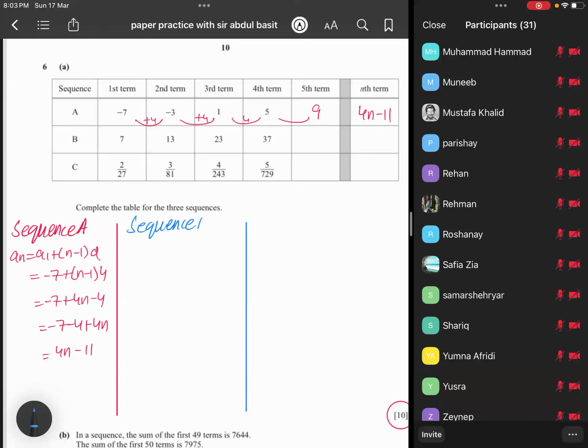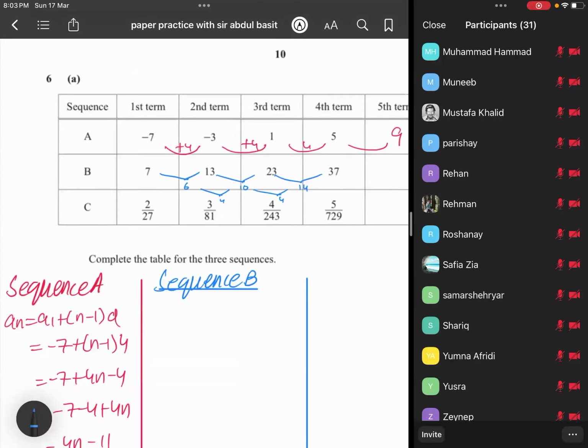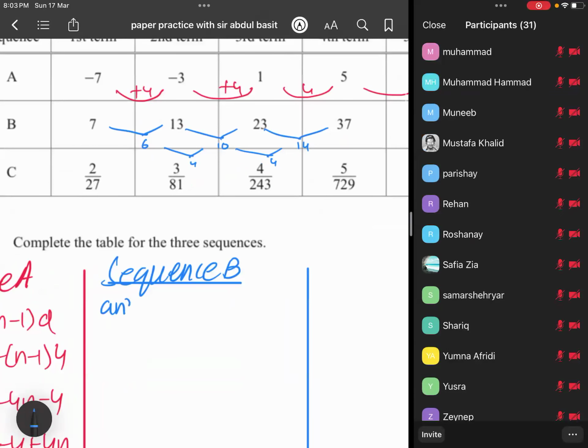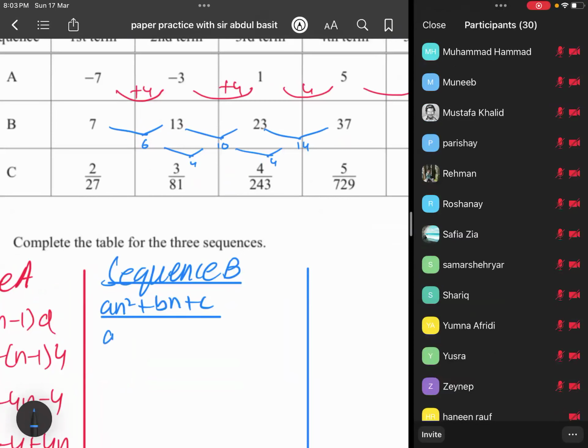Sequence B. It is 7, 13, 23. So let's see. 7 to 13 is plus 6, plus 10. Then 37 minus 23 is 14. But the second difference is the same. Yes or no? It means the sequence is an square plus bn plus c, which is a quadratic sequence. So the value of a would be the second difference divided by 2, which is 2. So that would be 2n square.